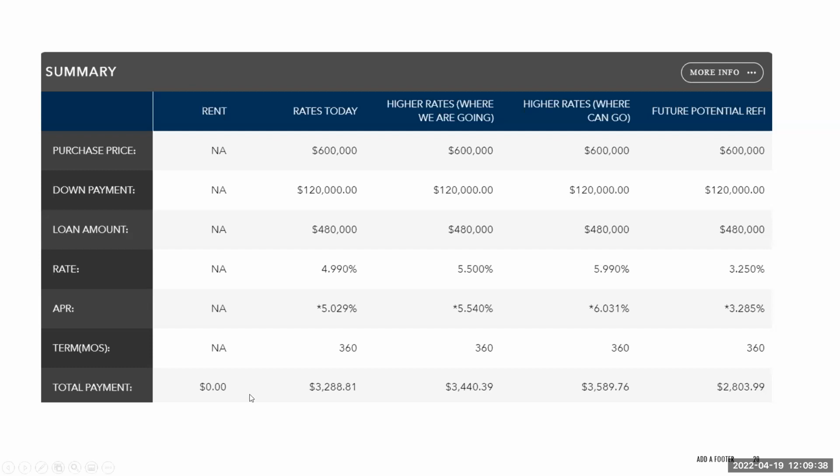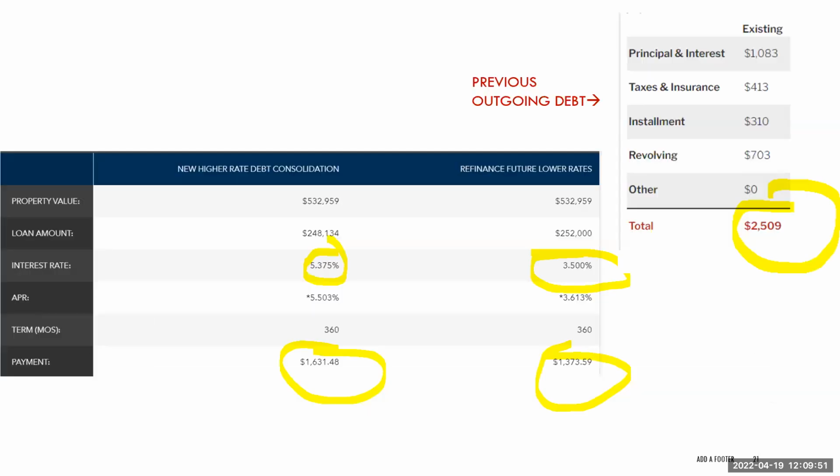Now I explain to them, look, you need to budget that 3288. It could be 1 year, it could be 3 years before we hit the recession and rates come back down. You need to be comfortable with the payment. But again, you have the opportunity to pay for the home today based on the price that it is today.